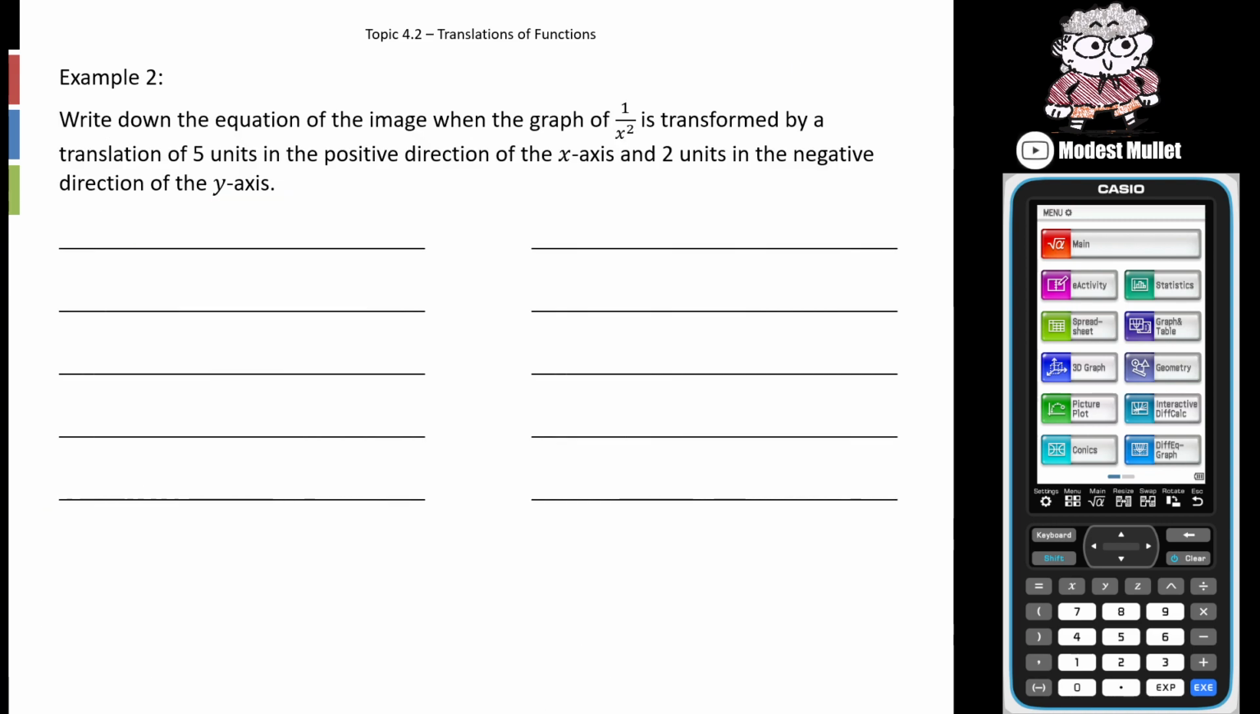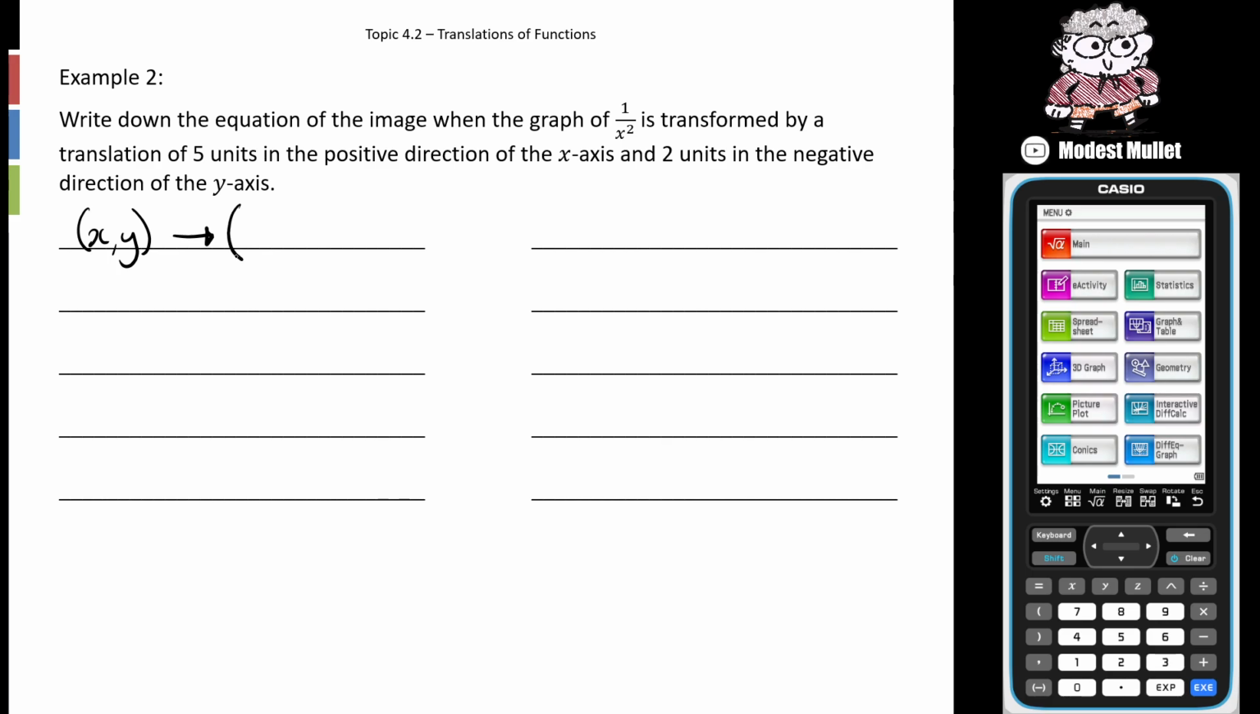So, if you want, pause to have a go at this one. Otherwise, you can follow along. Write down the equation of the image when the graph 1 on x squared is transformed by translation 5 units in the positive direction of the x-axis and 2 units in the negative direction of the y-axis. So we're starting with some original coordinates, x, y.